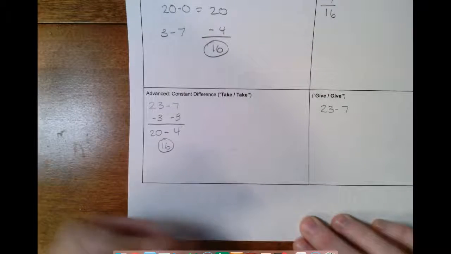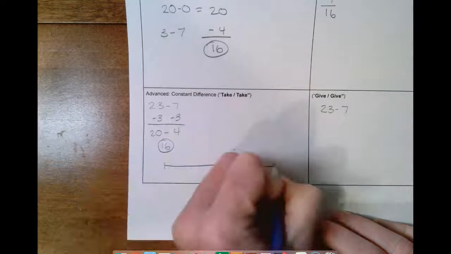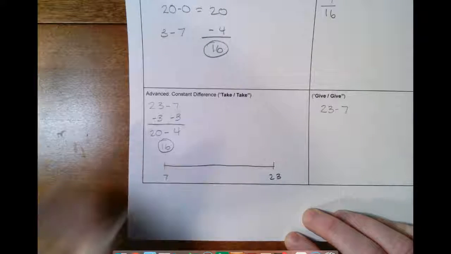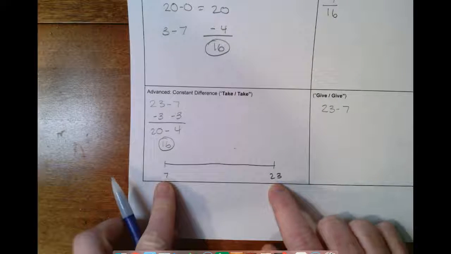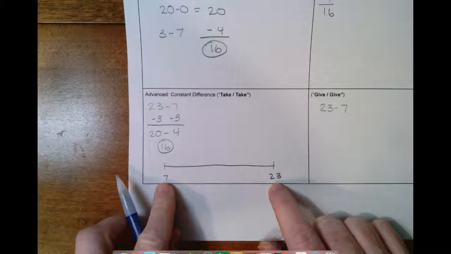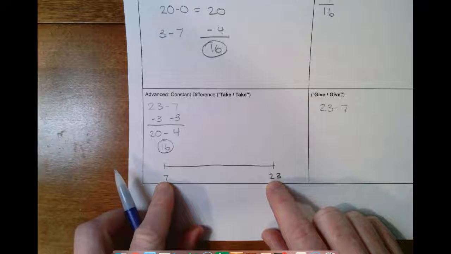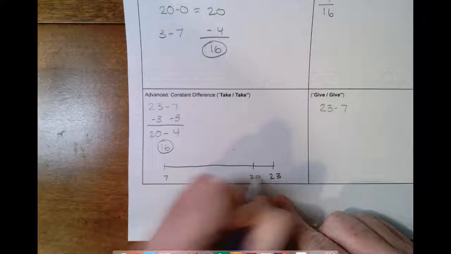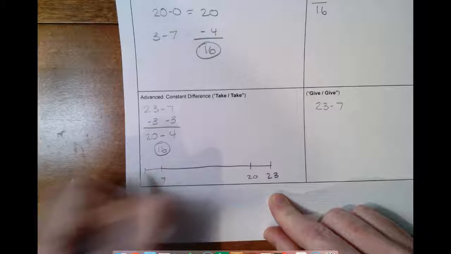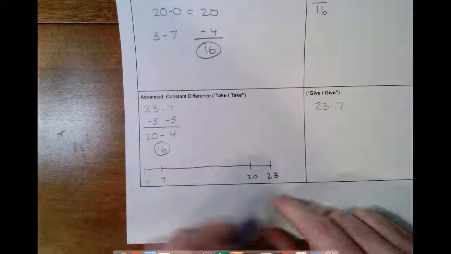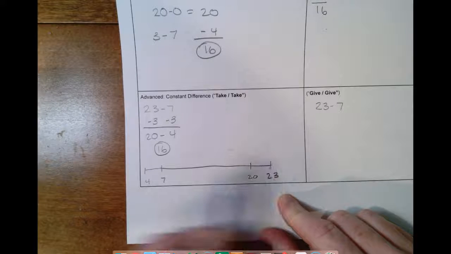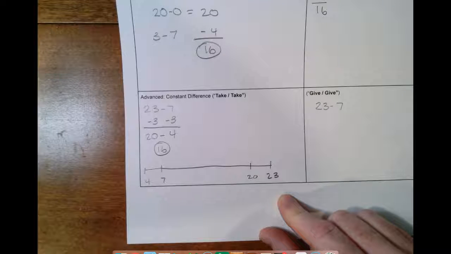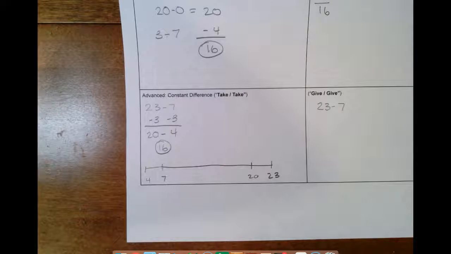So what does that look like on a number line? So we have 23 and we have minus 7. So instead of 23 minus 7, let's move these numbers on the number line to friendlier numbers. So I'm going to move this 3 units to 20, and I'm going to move this 3 units to 4. So now the difference between 23 and 7 is the same as the distance from 20 to 4. Okay, that's why we have to subtract 3 from both.